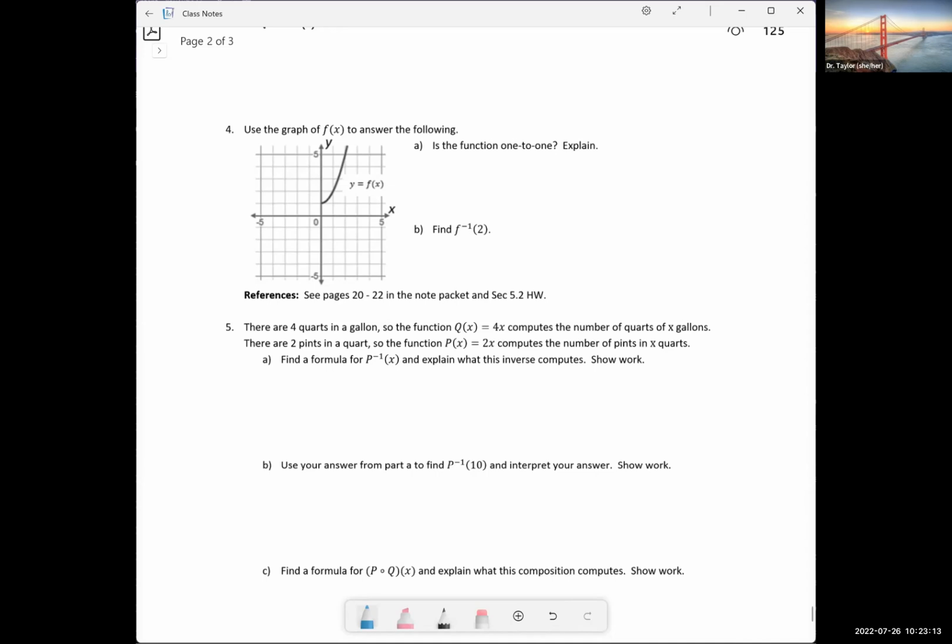Use the graph to answer the following questions. Is this function 1-to-1? I'm going to say yes. And the reason is because it passes the horizontal line test. Anytime I draw a horizontal line, it literally is only going to touch one time. You'll never have a horizontal line that touches this function twice.